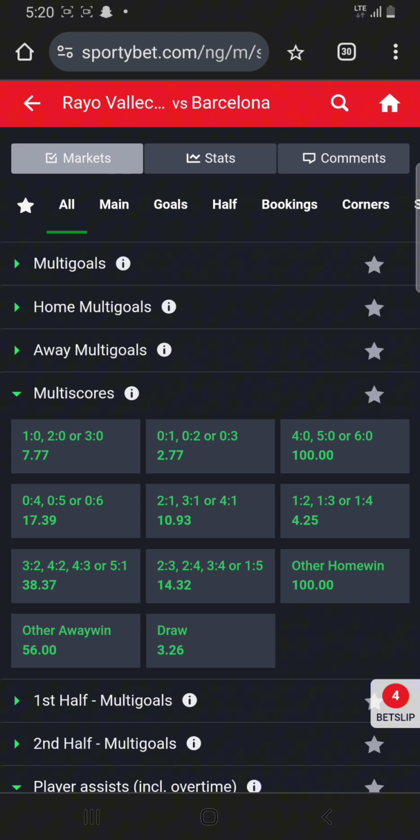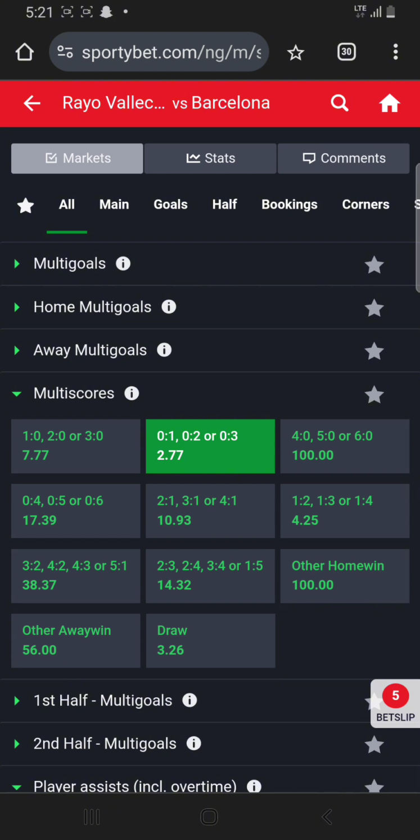Rayo Vallecano are more or less the underdogs, but Barcelona are the favorite team to win this very game. But now, we are not going with one correct score option to say that Barcelona will win 0-2. Instead, you have been given the option of making a multiple selection of a scoreline. So we say that the match is going to end 0-1 or 0-2 or 0-3, but all in favor of Barcelona. So that is what a multi-score is, depending on your choice of pick in that event.